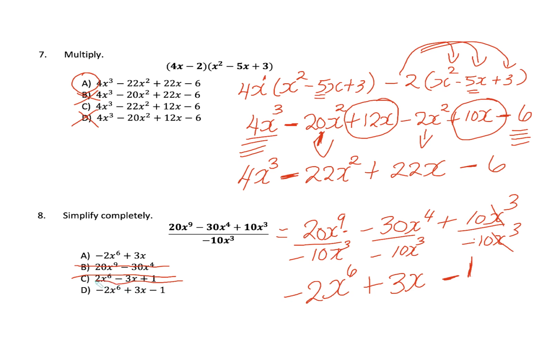I always tell my students that when you're dividing and they give you 3 terms in the numerator, your answer should have 3 terms. If they give you 5 terms in the numerator and you're dividing, you should have 5 terms in your answer. So don't be caught with your pants down by choosing A. They gave you 1, 2, 3, so you're like, my answer should have 3 terms.